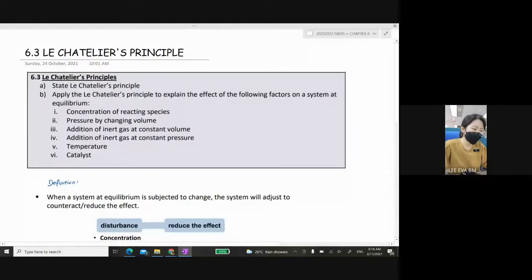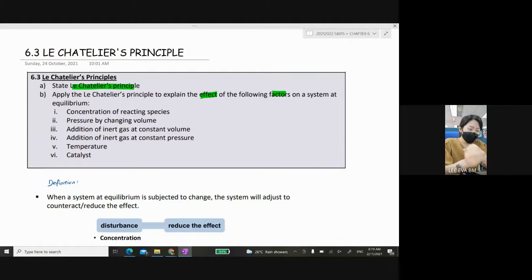All right, so 6.3, Le Chatelier's principle. In our learning outcome, you need to know the definition of Le Chatelier's principle. You need to apply this principle to explain the effect of the following factors on a system at equilibrium. That means how these factors affect the equilibrium shift. Is it to the left, to the right? In explanation. In 6.2 you did calculations; now in 6.3 we do explanations.